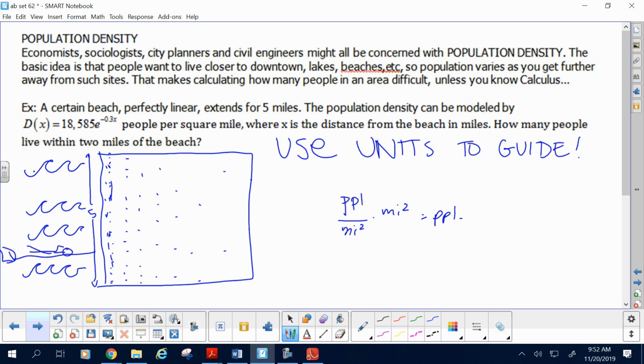Now, the thing is this, that density function varies. This is not a constant times an amount of square miles. This is a varying factor times an amount of square miles, and so you're going to need to make lots of little calculations. For example, you could say, all right, in this one little sliver, how many people? How would you find out how many people in that one little sliver? D of x times the area of that little sliver. Area of one sliver.